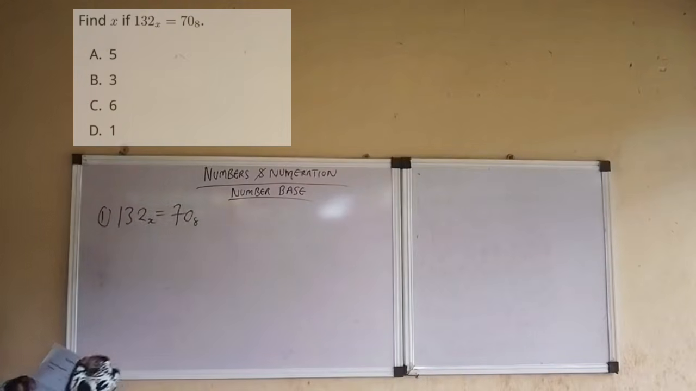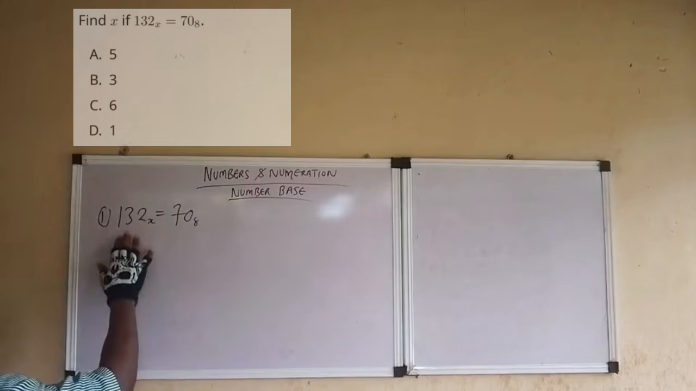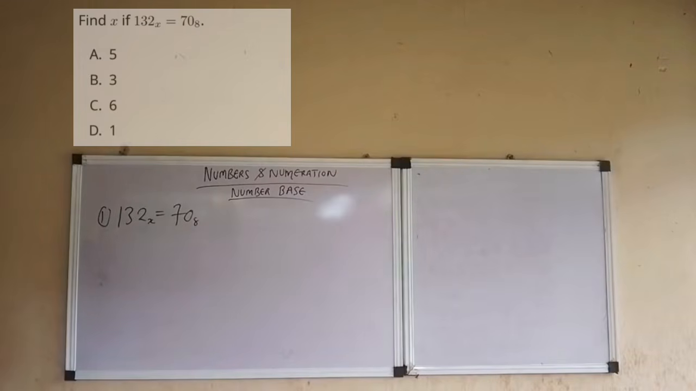Okay, it was converted to base 8, so we're asked to find x. Now, how do you convert numbers from one base to another? Usually you have to convert the number to base 10. So if you want to convert a number from one base to another, you first need to convert that number to base 10, then divide by the base which you are converting to. But in this case, we're not doing that direct approach.